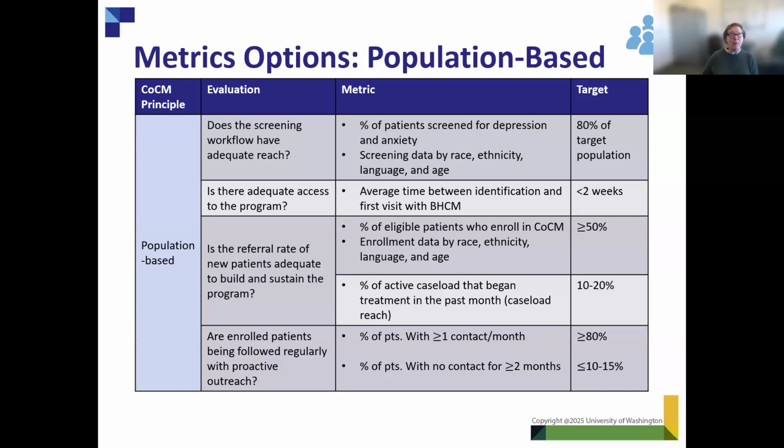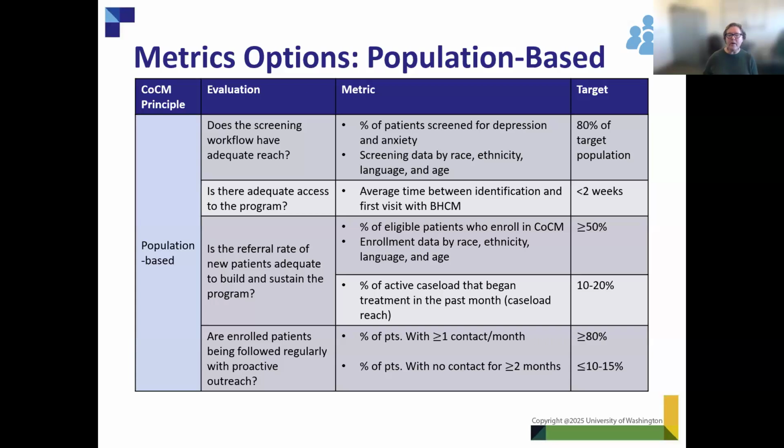It can also be helpful to measure caseload reach. So there should be both a front door to the collaborative care program as well as a back door. Patients should not be kept on the caseload indefinitely, which is why relapse prevention is so important and why a good registry helps identify patients who may be ready for relapse prevention.